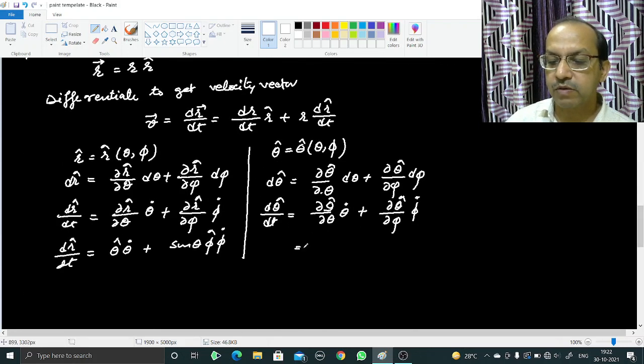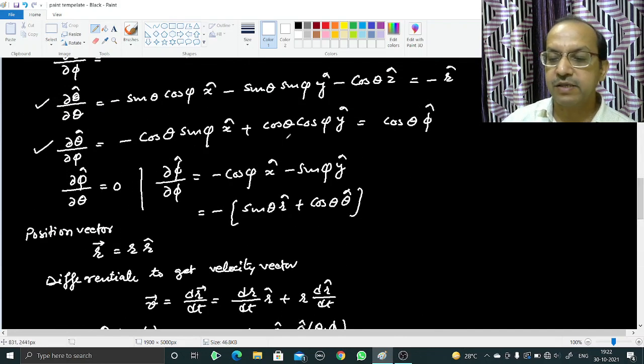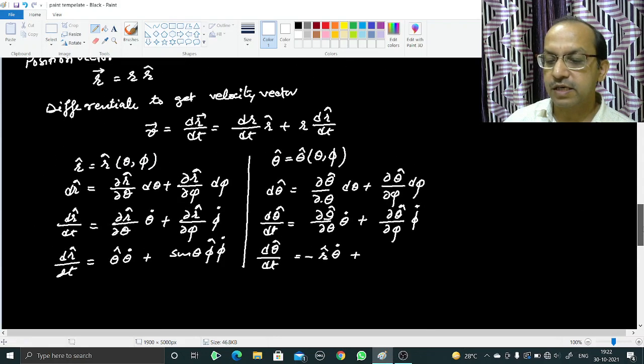So it will be equal to minus r cap and theta dot. What is it? It is d theta cap dt plus, what is del theta cap del phi? Del theta cap del phi is this one. It is cos theta phi cap, and this phi dot here. What is the third one? Phi cap. Phi cap is a function of phi only.